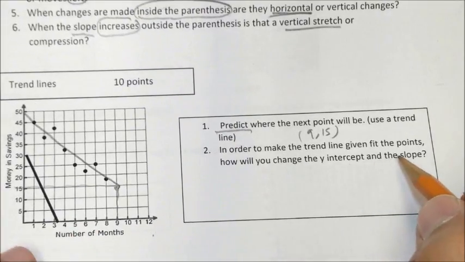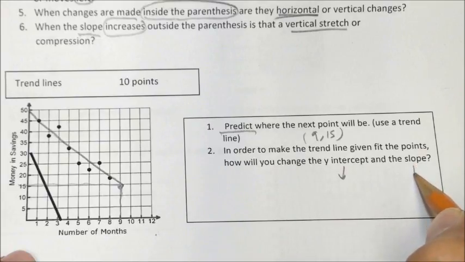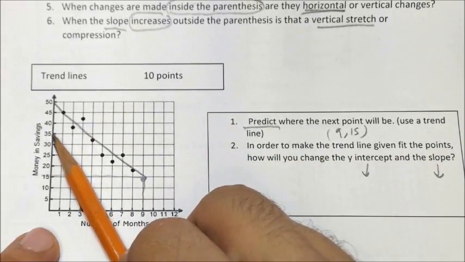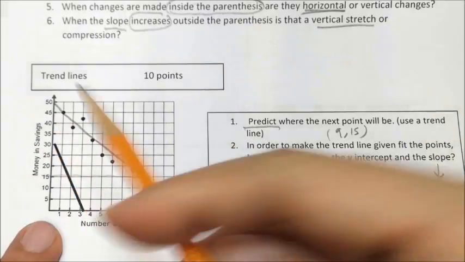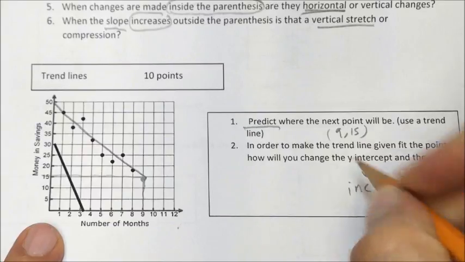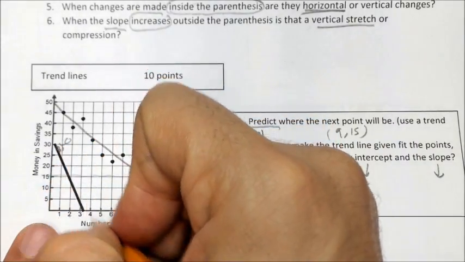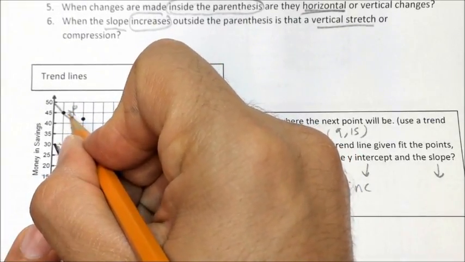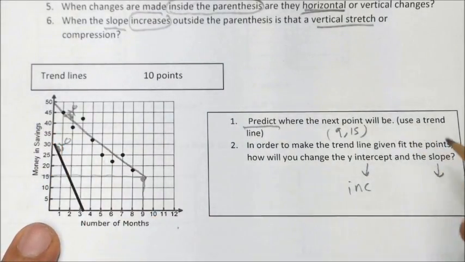In order to make the trend line given fit the points, how would you change the y-intercept? How would you change the slope? All right, well, we're right here right now. To get up here, you're going to increase the y-intercept because you start off at 30, now you're at 50. So the y-intercept increases. Right now, a guy coming down here on a skateboard goes a lot faster than if the guy is over here with a skateboard, correct? So it's not steeper because it becomes slower. It's less steep, so the slope decreases.